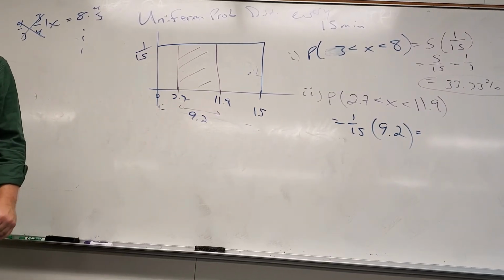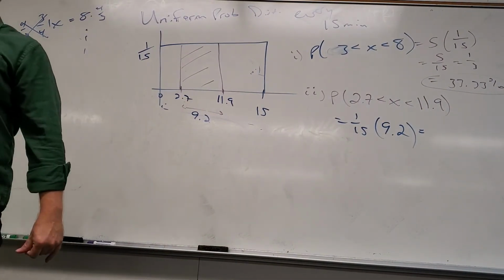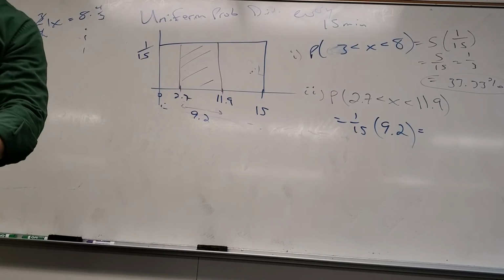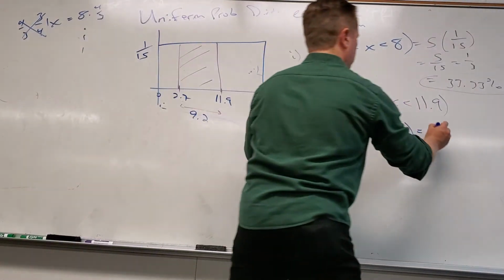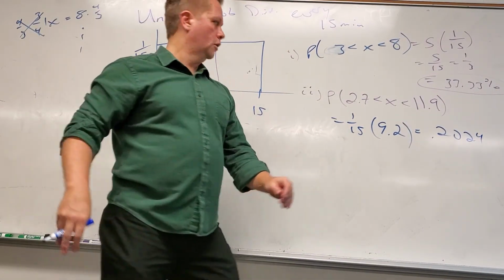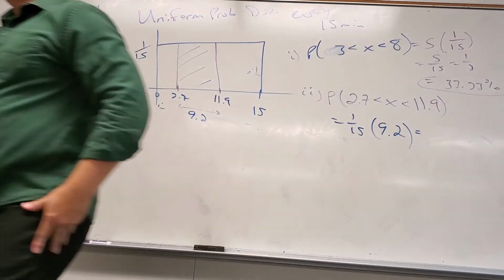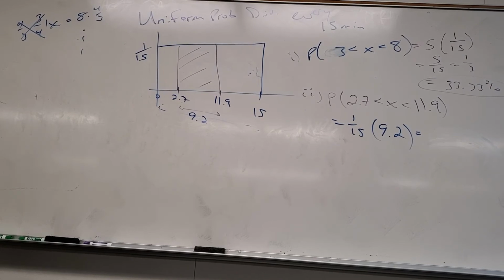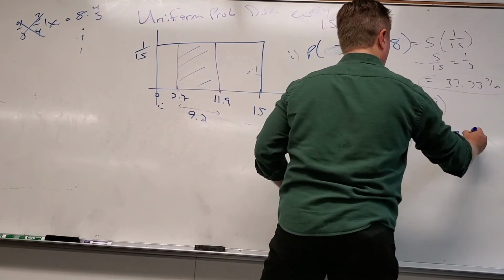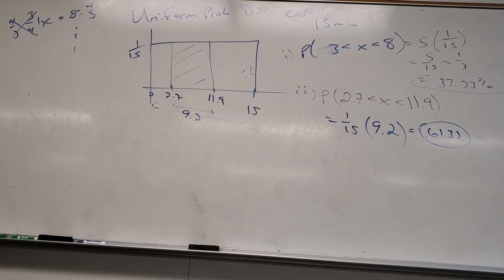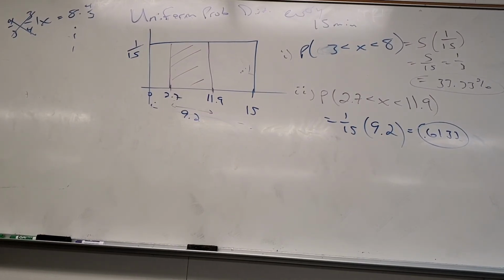It's like 0.16. Is that right? What is it? I'm sorry. 0.2024? Is that what you're saying? Whoa, I'm getting all kinds of stuff. All right, let's try some. So, what did I say? I was way off. 9.2 divided by 15, 0.6133. Let's try that again, right? It's 9.2 divided by 15. Is that cool? You guys with me?